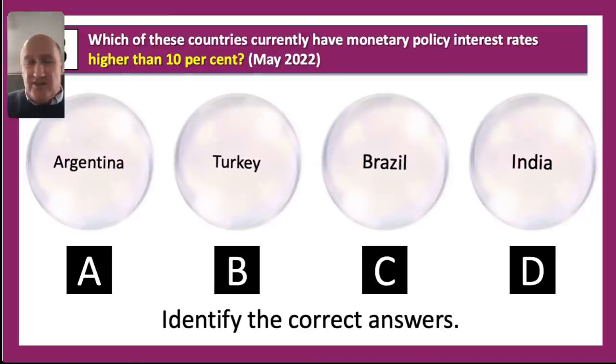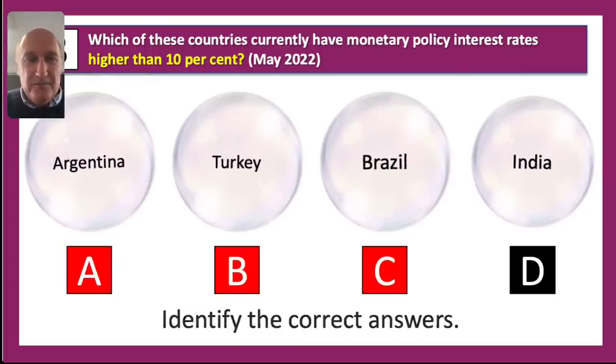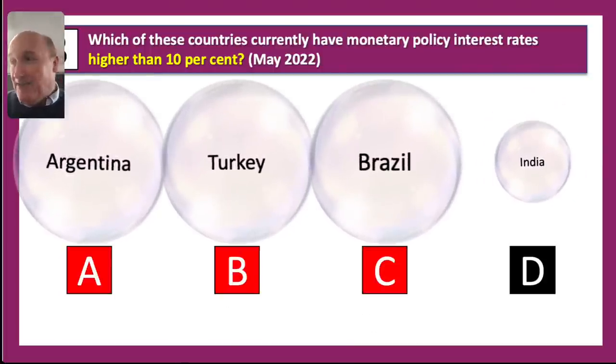Alex Belay says A, B, C. Michael Everard says C. And Nabil says C and D. Okay, what do we reckon? Let's look at the answers. Here they come. A, B, and C. Congratulations to Big Wings. He got that right, or she got that right.